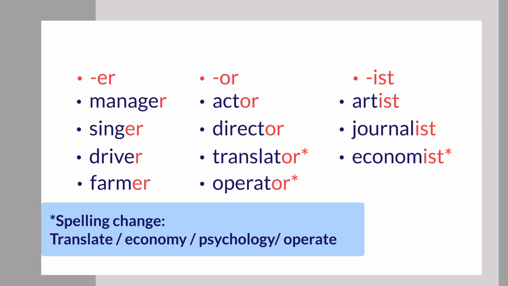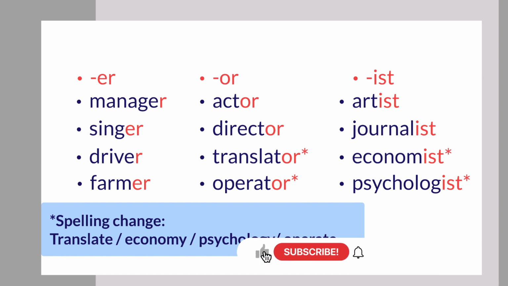journalist, economist, and psychologist. There is here a note about the spelling change that we have with these words. Translate has an e at the end. So when we add or, remember to drop the e first, and then you put the or. The words economy and psychology have y at the end. We drop it, and then we put the suffix ist. The word operate also has e at the end, which is omitted before we add the suffix or.